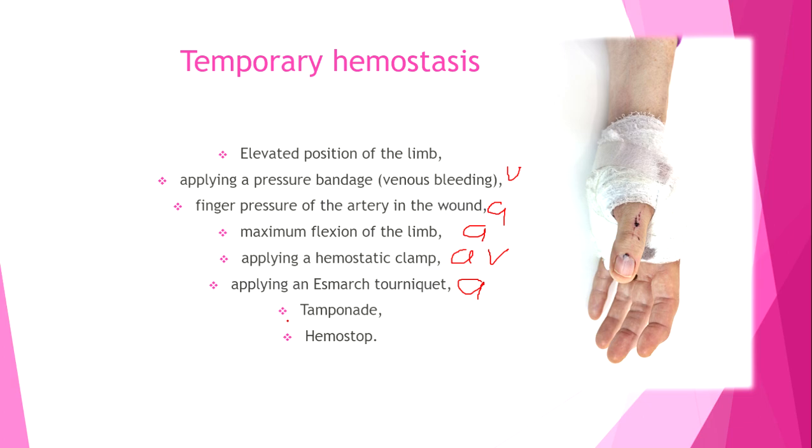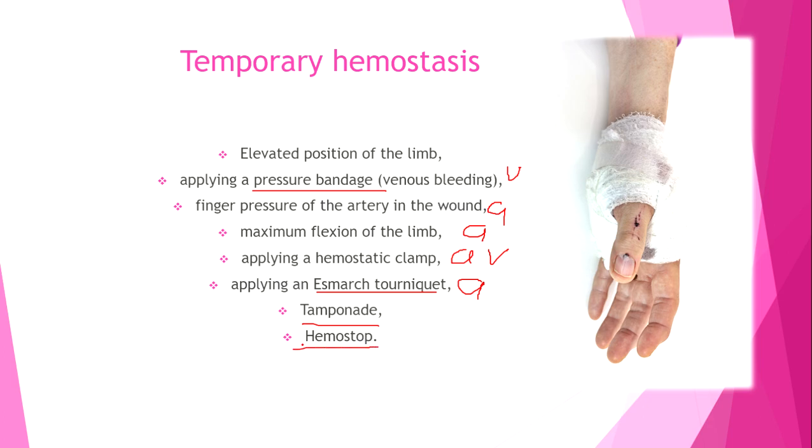Tamponade. When we deal with tamponade, when we have a wound where we cannot do the pressure bandage or Esmarch tourniquet. If we deal with a wound of the abdominal wall or our back, we can press some gauze to this wound to try to tamponade this wound and stop bleeding.